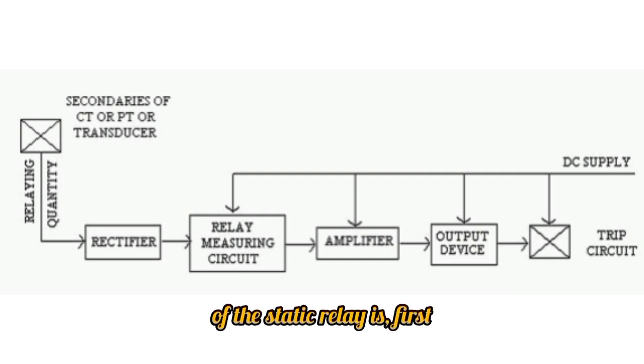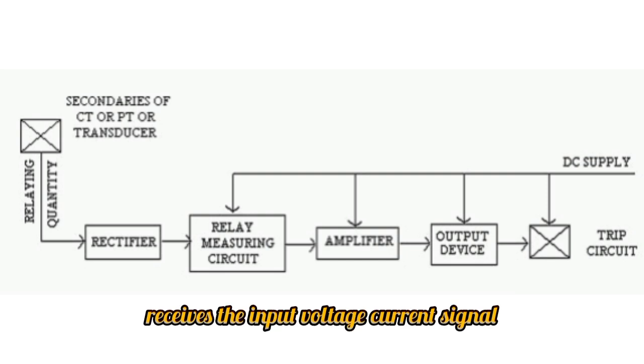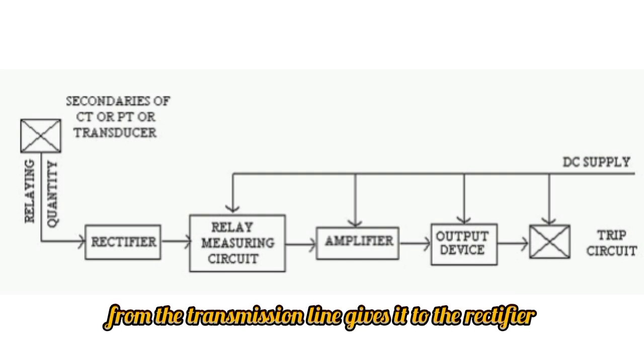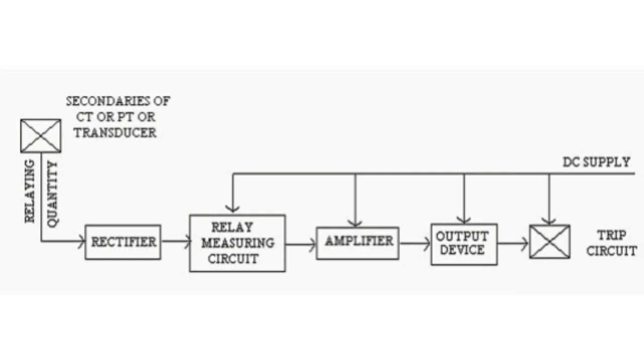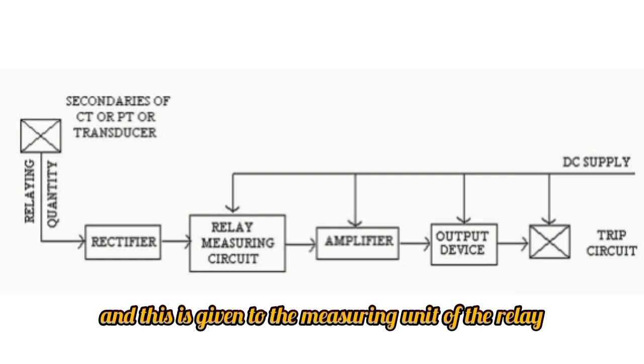Static relay working principle. The working of the static relay is, first, the current transformer or potential transformer receives the input voltage or current signal from the transmission line and gives it to the rectifier. After that, this rectifier changes the AC signal into DC, and this is given to the measuring unit of the relay.